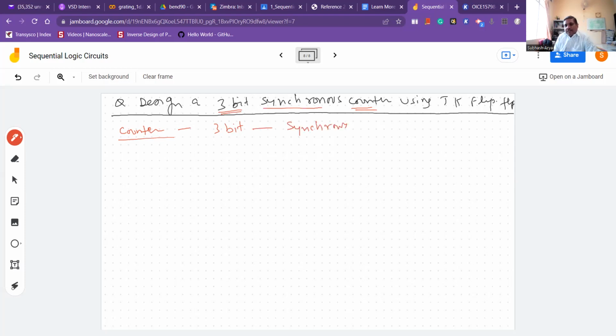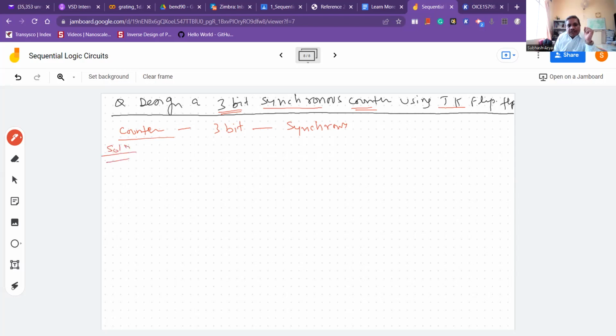Synchronous here means that the state of each flip-flop in the counter changes simultaneously with respect to the clock pulse. So that is the meaning of synchronous. And we have to realize this counter with the help of JK flip-flops. That has also been given. So these are the things given as far as the statement of the problem is concerned. Now let us try to solve this problem.